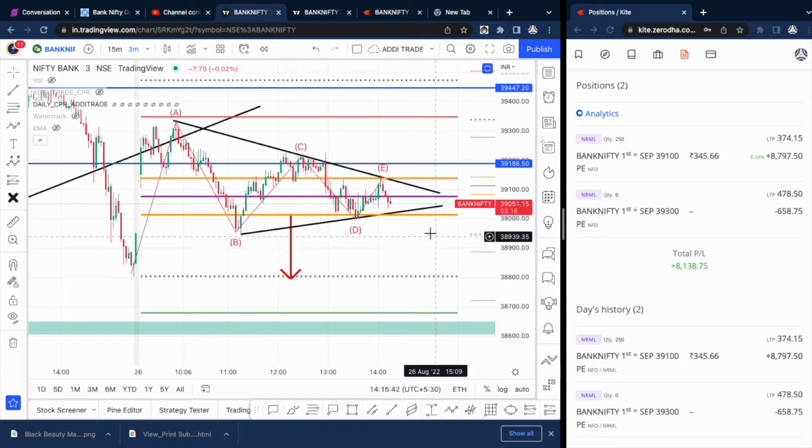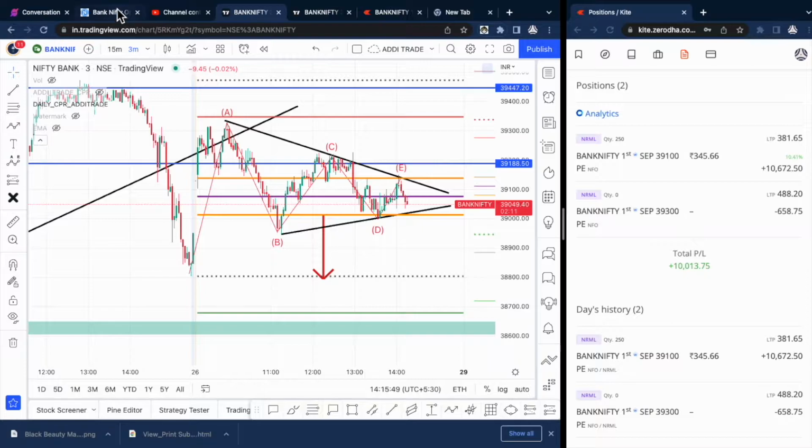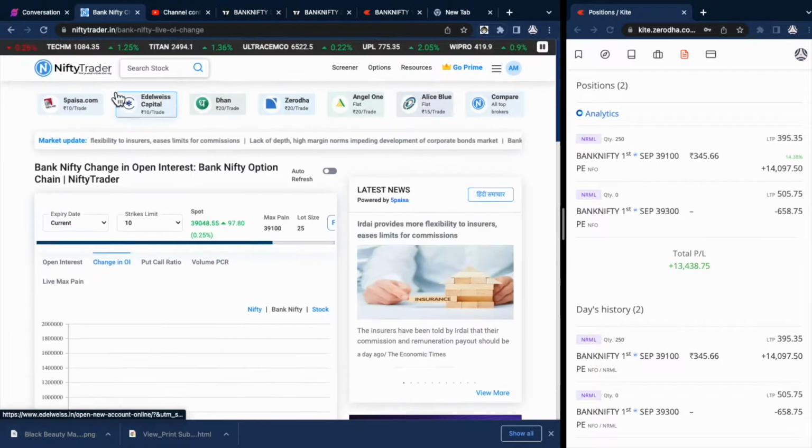See, if you see the time on the screen, it's about 2:15, but the actual move came at 3 o'clock. So if at 3 o'clock also the move hadn't come, definitely I would have exited my trade.